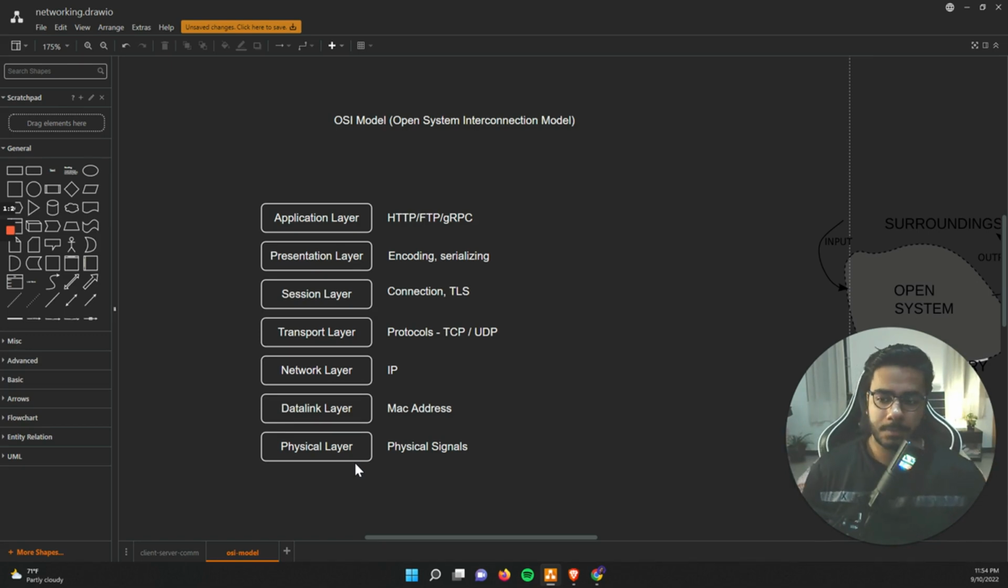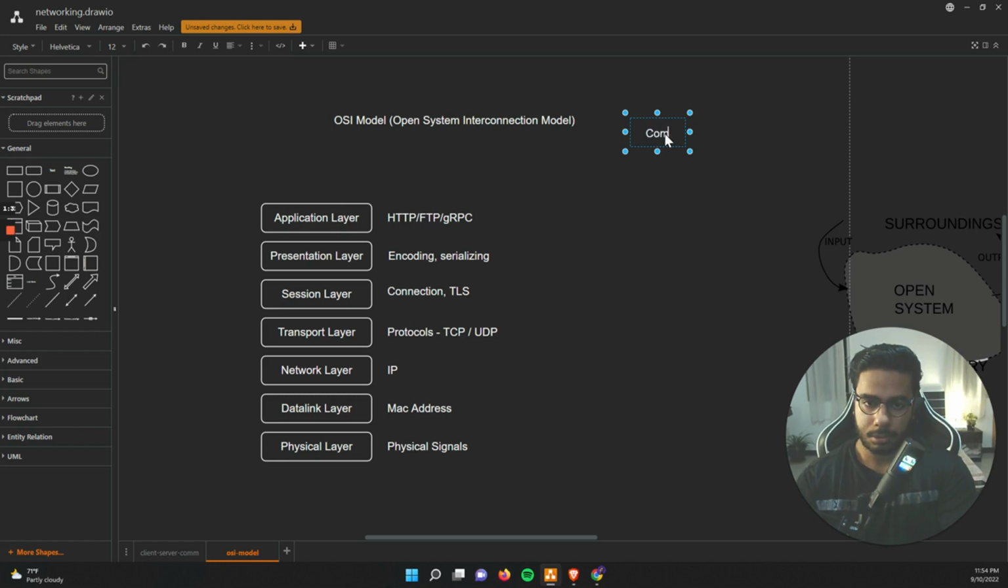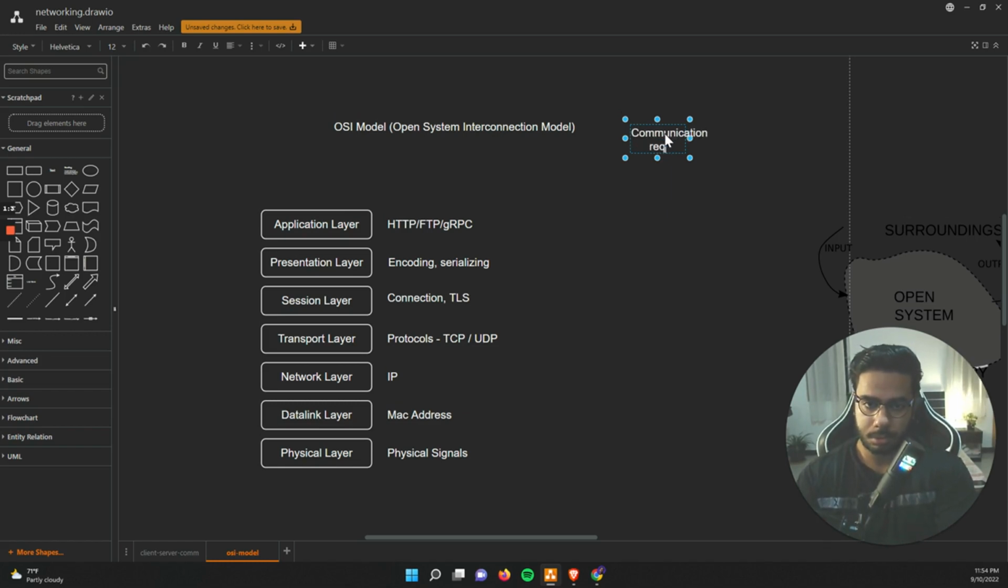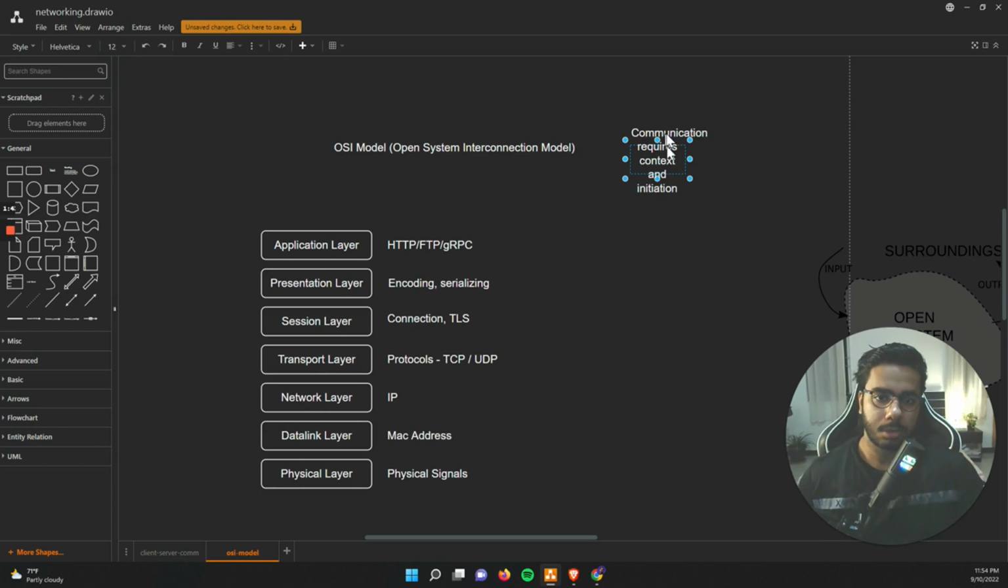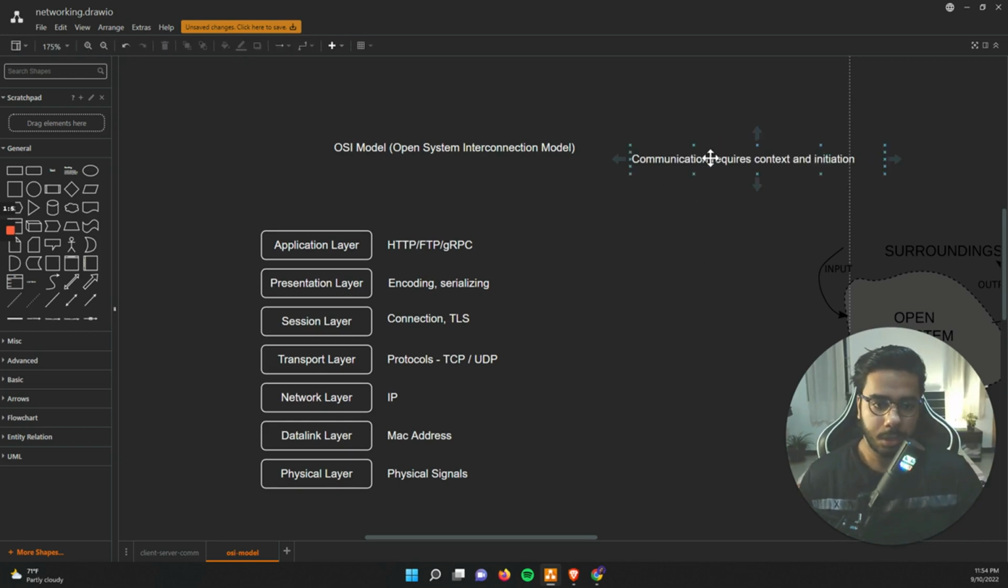So, yeah, context and initiation, I'll just write those down for later. Communication requires context and initiation. Okay, yeah. Just writing that down for later because we are going to use that statement later as well. So I'm just setting up the stage as of now.